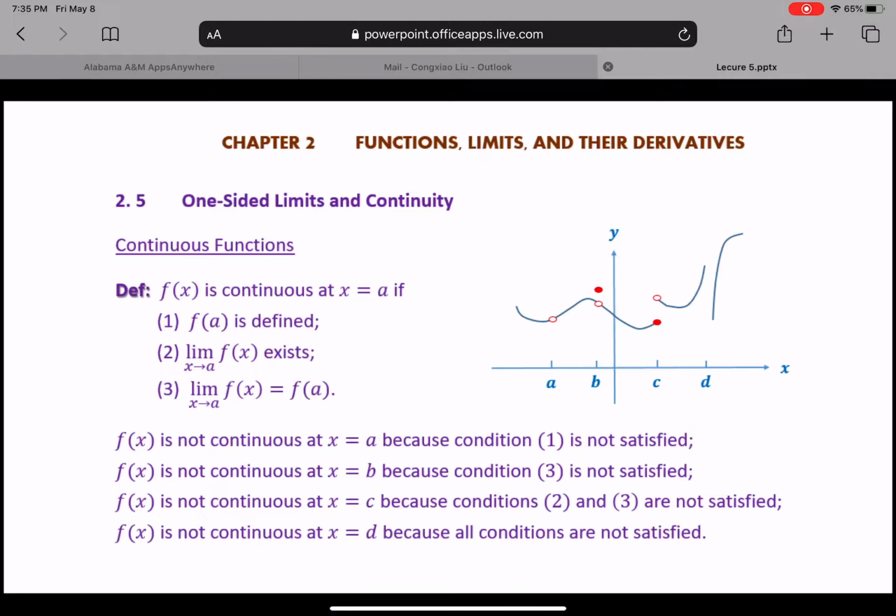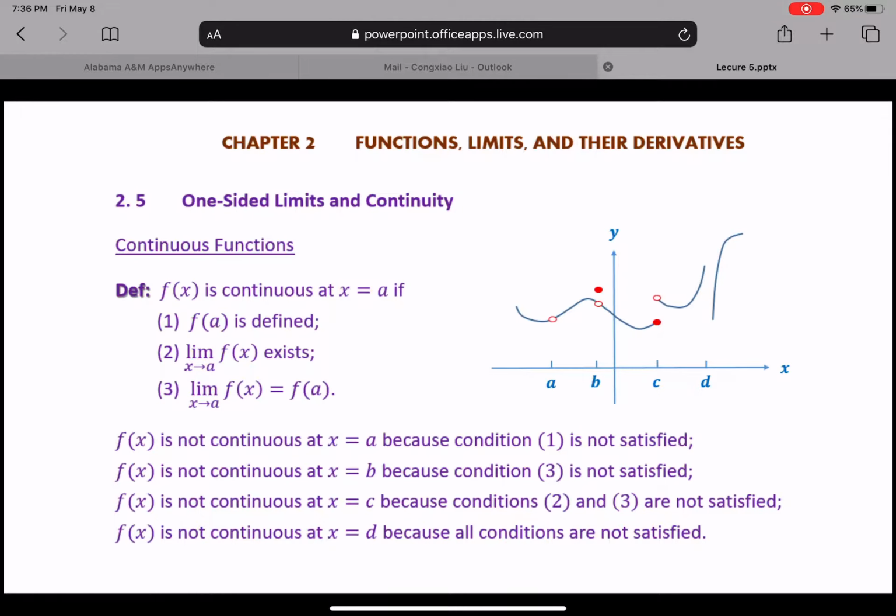So the function is not continuous. At x equal to c, we have another situation where the function is not continuous. In this case, the limit does not exist at x equal to c. You can see the left hand side limit and the right hand side limit are different. So condition 2, the limit exists, is not satisfied.